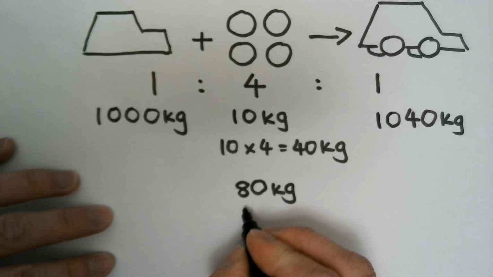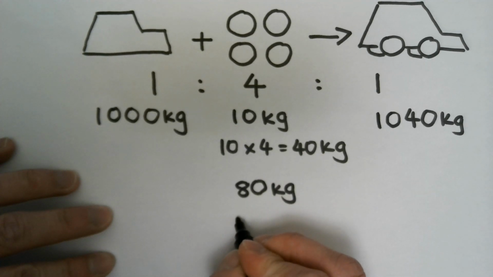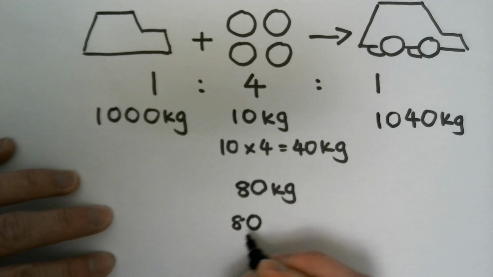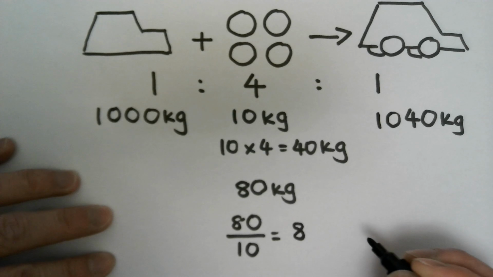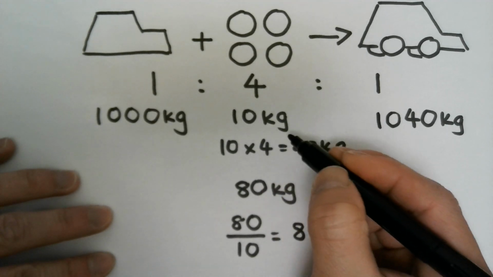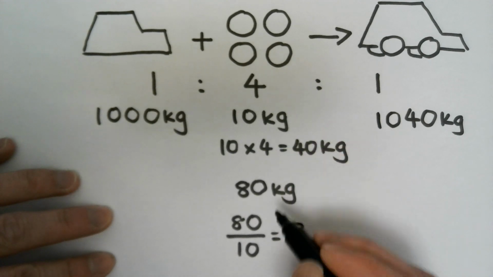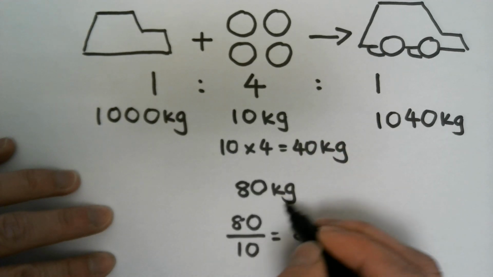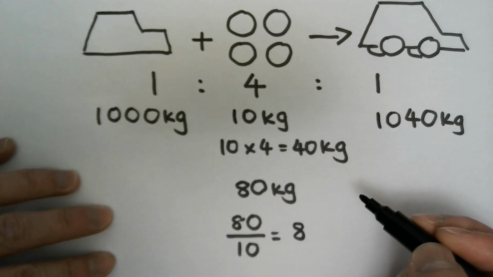So if each of these wheels is 10 kilograms, 80 divided by 10, you've got 8 wheels in total. You divide 80 by 10, which is the equivalent of the relative atomic mass or relative formula mass. That means in 80 kilograms, there are a total of 8 wheels. That makes perfect sense.